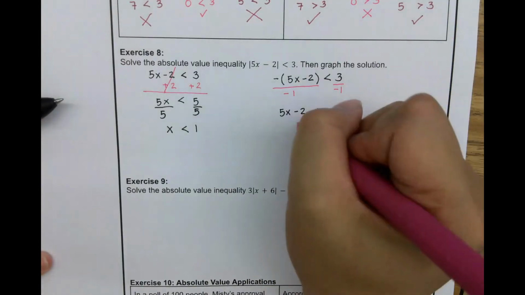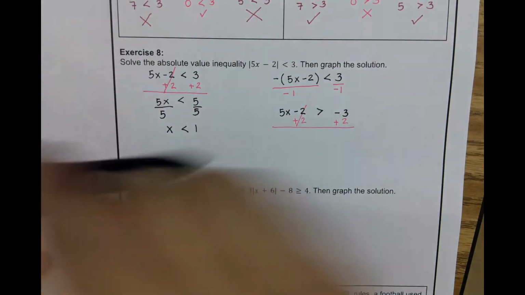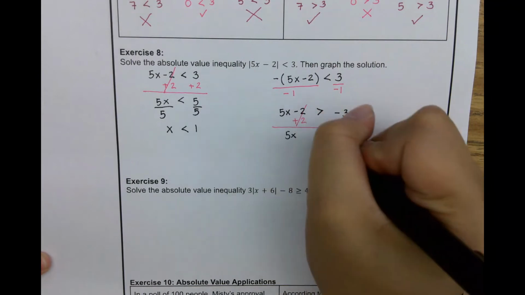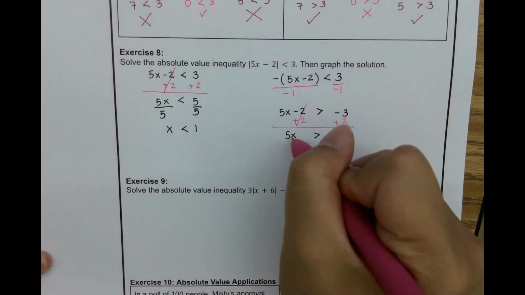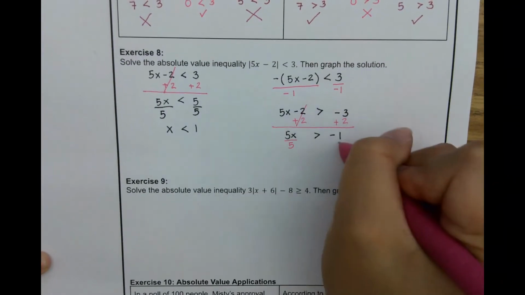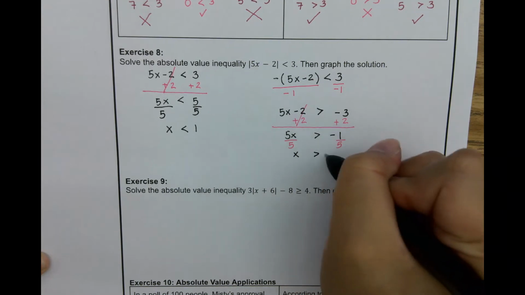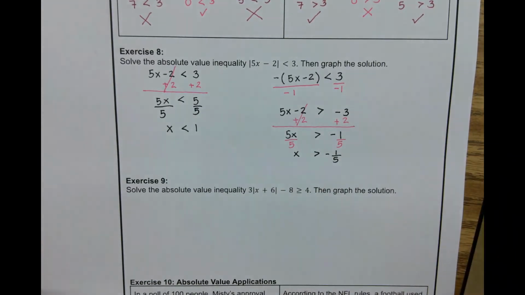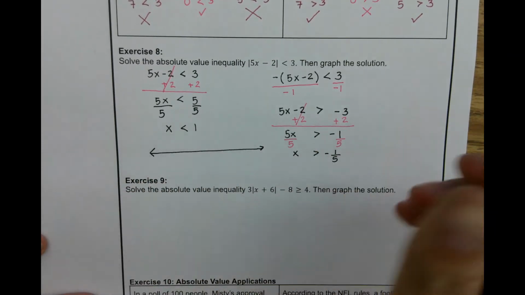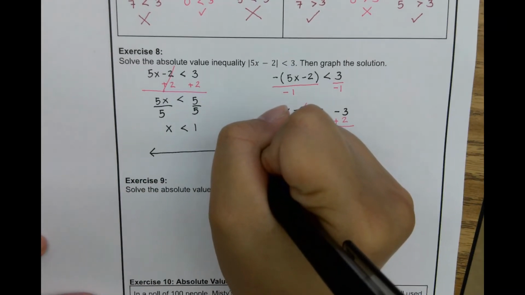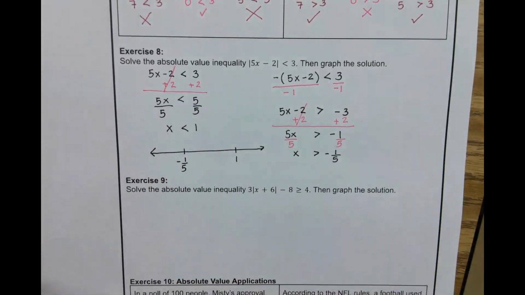Then continuing solving, add 2 on both sides. Okay, this gives me 5x greater than negative 3 plus 2, which is negative 1. And then I get rid of the 5 times x by dividing by 5. And here I have x is greater than negative 1/5. Okay? So let's graph it and then test. On this side I have 1, and this side I have negative 1/5. So let's test our number.